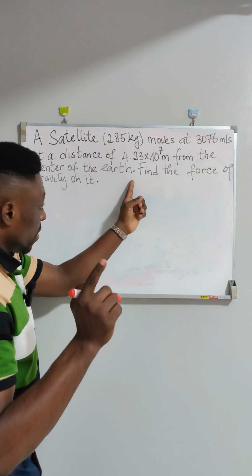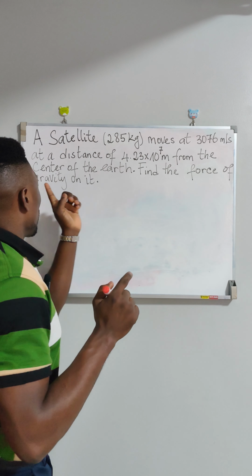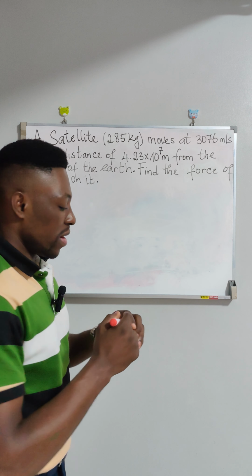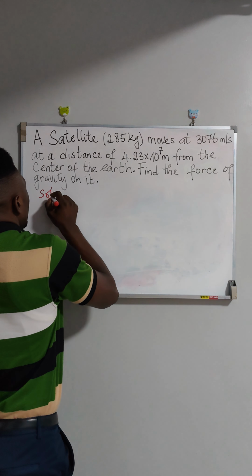A satellite of mass this moves at this speed at a distance of these meters from the center of the earth. Find the force of gravity on it, of course, on the satellite. Follow me, dear friends. Solution.